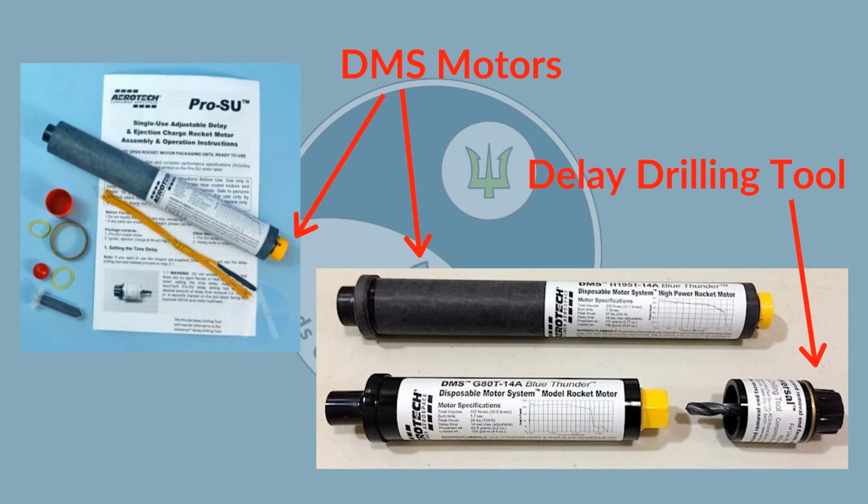One thing to note with both these motors is that you do have to set the delay. Most commercial motors come with an extra long delay. The H128 motor that I mentioned earlier comes with a 14-second delay. That is usually insufficient for level 1 flights.